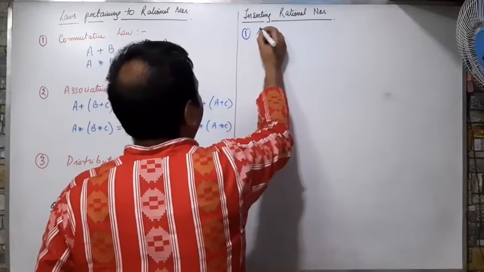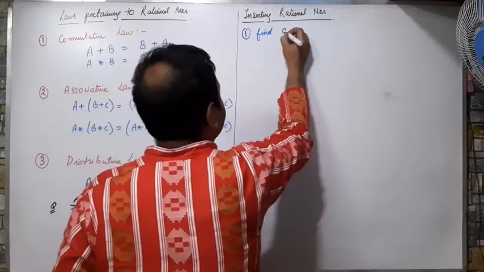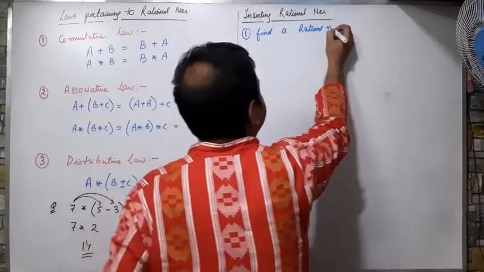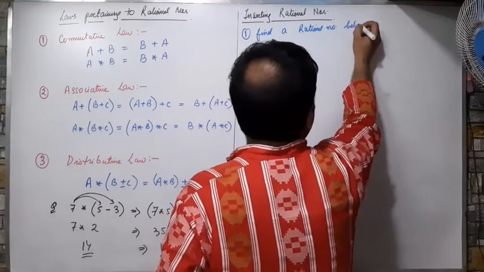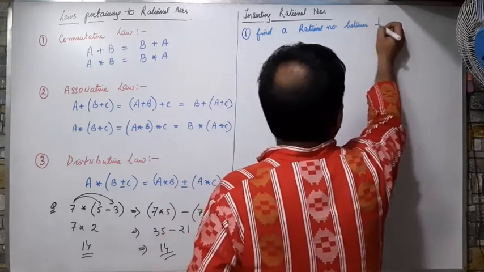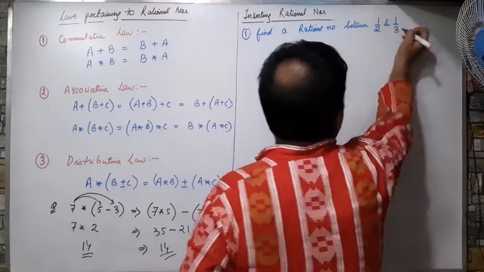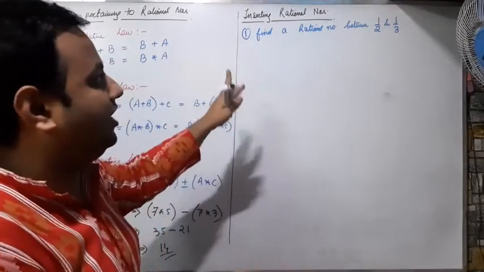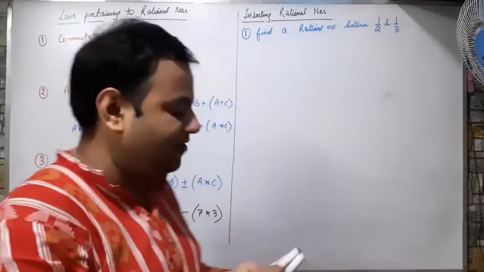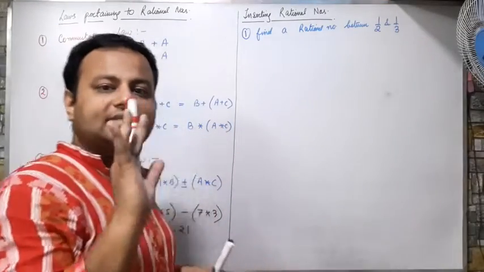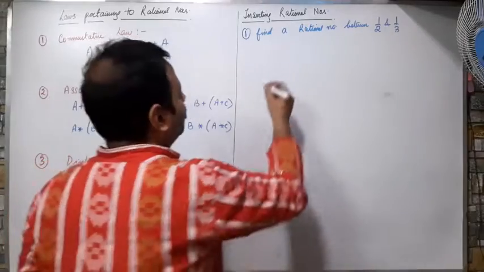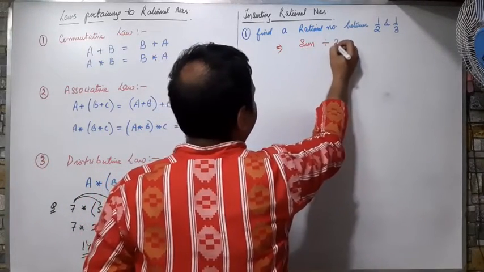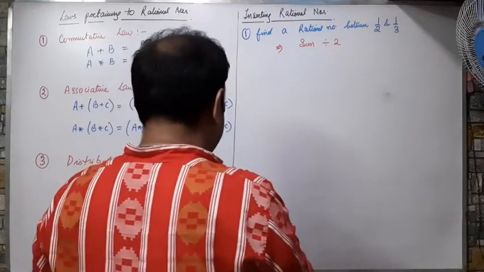First, find a rational number, only one rational number between, suppose, 1 by 2 and 1 by 3. You are asked to find only one rational number between 1 by 2 and 1 by 3. What will I do? I will find the sum and divide it by 2. So what will be the result?